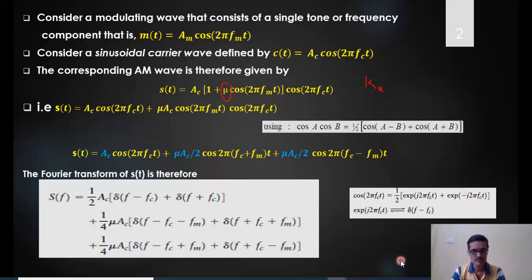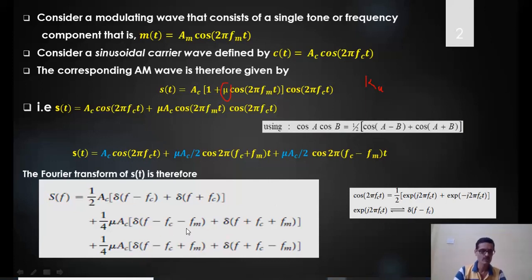So by using the same relationship and applying it to all three components, I will get this equation. From the first term, I'll get half of AC delta of f minus fc plus delta of f plus fc. Again, this is a cos signal, so I get mu AC by 2, that is mu AC by 4. This is a cos signal with the frequency component of this, so I should get delta functions there, that is delta of f minus fc minus fm plus delta of f plus fc plus fm. Similarly, for the third component, I'll get this delta function.